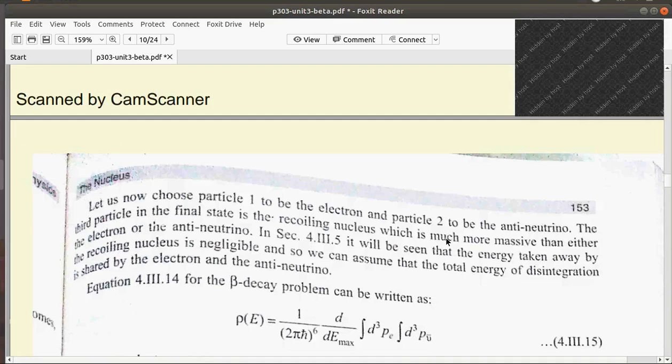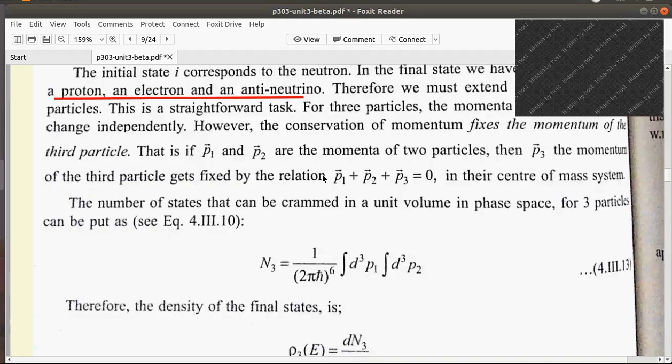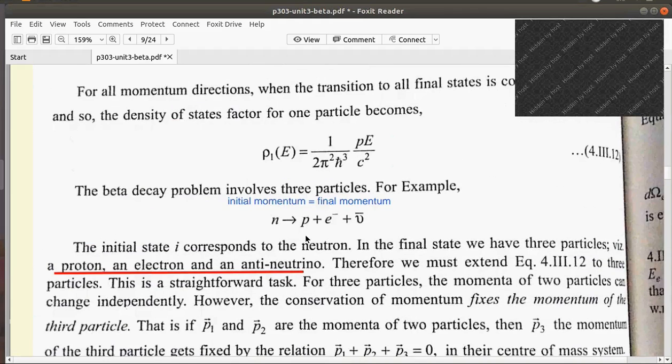Because the third particle in the final state is the recoiling nucleus, which is much more massive than either the electron or the antineutrino. See, in this expression, we generally consider neutron gives proton plus electron and antineutrino. But normally this happens where? It happens in the nucleus. So the nucleus is very heavy. In this nucleus, one neutron will give you a proton, an electron and an antineutrino. The proton will stay in the nucleus only. So basically the nucleus is much heavier than the electron and antineutrino.